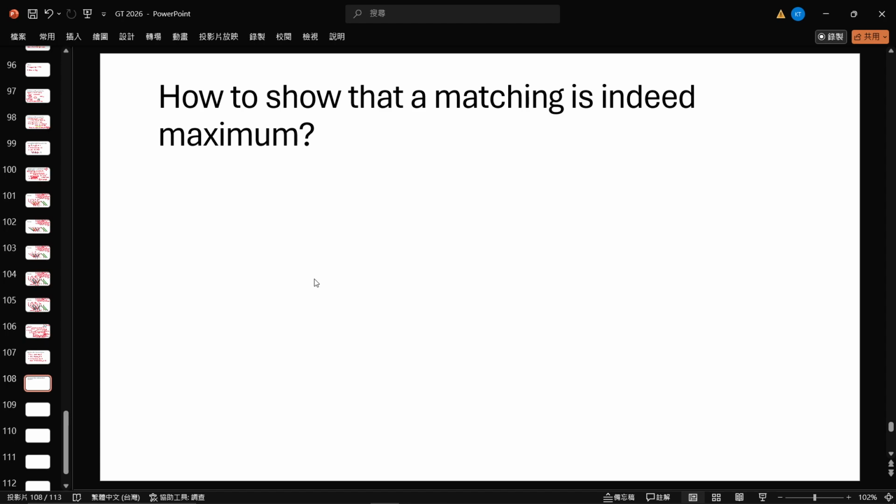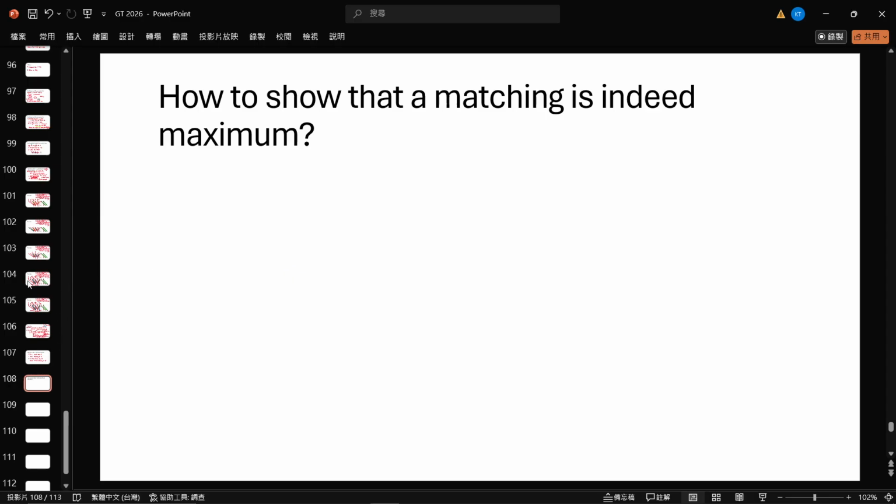Sure, you can say that I've applied a previous algorithm to try to find an augmenting path, but it fails. Yeah, that's one way to convince others. But perhaps your algorithm has some bugs. Anyway, the algorithm itself is not the most convincing way to show that it is maximal. Okay, we want to have a certificate, a more straightforward way to show that it is maximal.